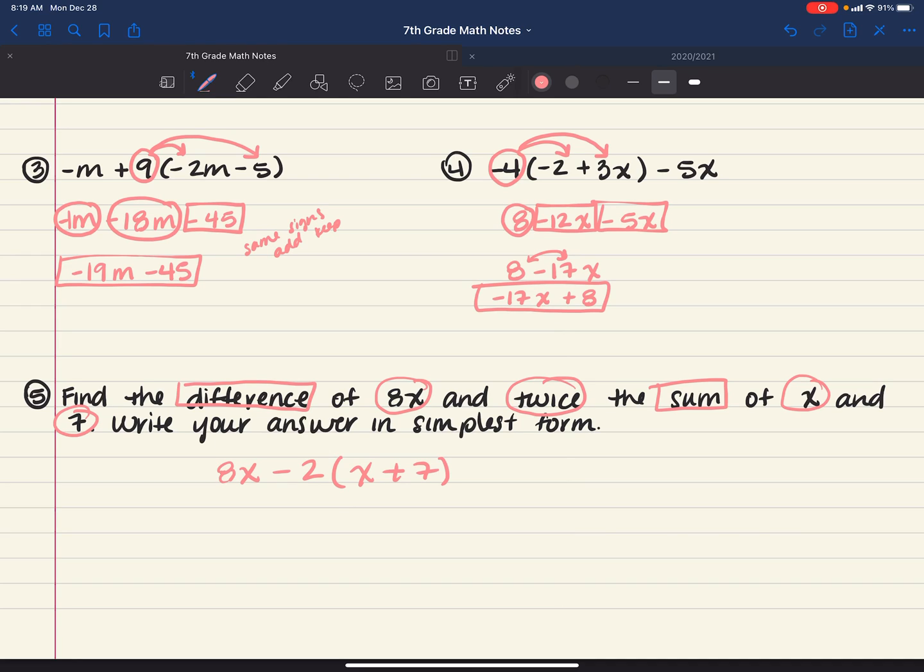Okay, so let's distribute and then combine like terms. Distributing that negative 2. So let's bring down the 8x. Negative 2 times x is negative 2x. And then negative 2 times 7 is negative 14. So let's circle terms with the x, box constants. 8x minus 2x, well, 8 minus 2 is 6. And then let's bring down that negative 14.